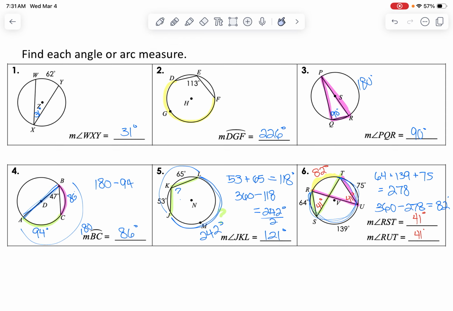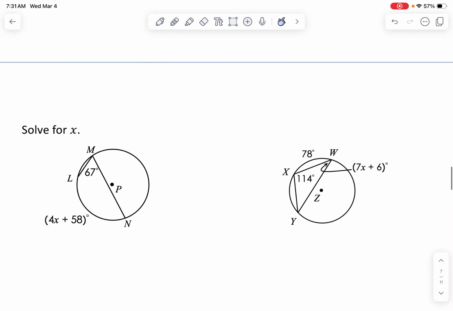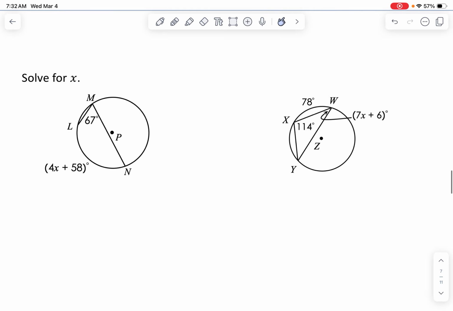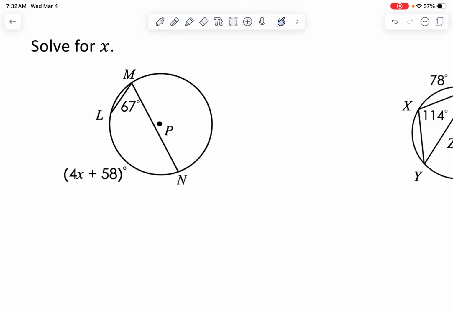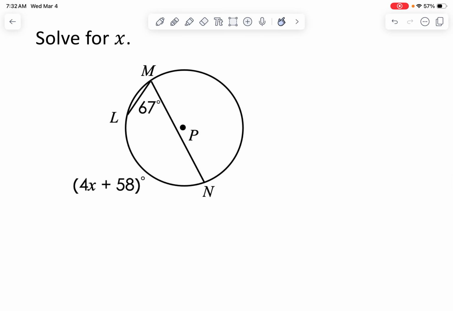All right, now let's put a little bit of algebra in there, because that's what's going to happen a little bit. All right, so solve for x on these two problems. This first problem, there's a couple different ways you could do it. The way that I'm going to do it is certainly not the only way. This is 67. I need to solve for x. They're telling me that this arc LN is 4x plus 58.